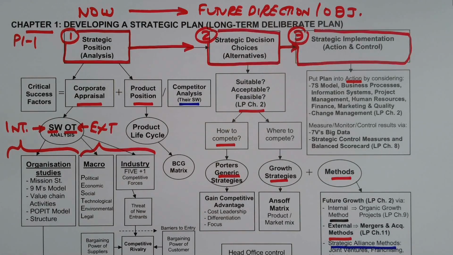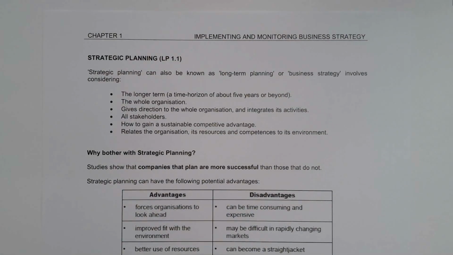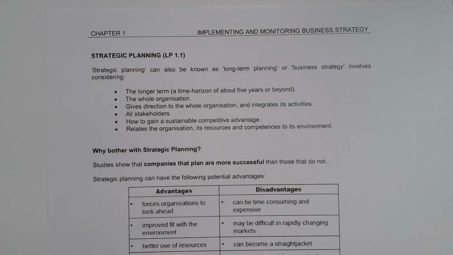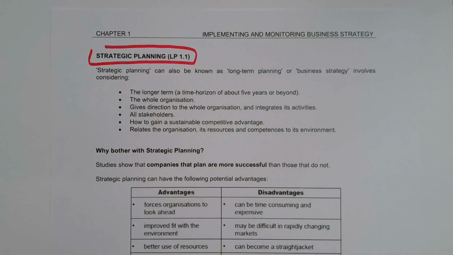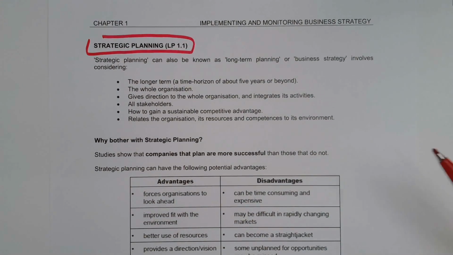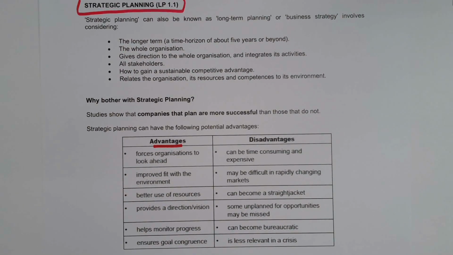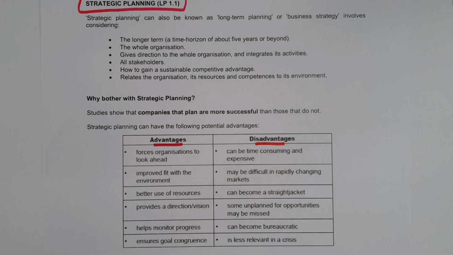Let's get into a little bit more detail into our chapter 1. So here you will see we've got our strategic plan. Strategic planning, I'll just put some of the more basic points about strategists here. In your exam, when we start thinking about a strategic plan, it's also known as long-term planning or putting together a business strategy, and it considers various things. The long-term, the whole organization gives us direction. There's some advantages of doing it, force us to look ahead. It means we get a better fit with the environment, but there's also some disadvantages as well.